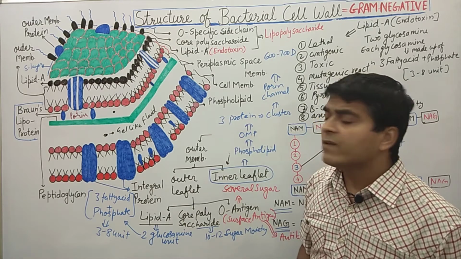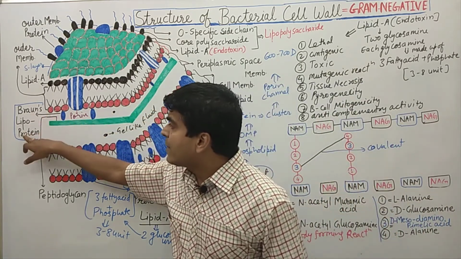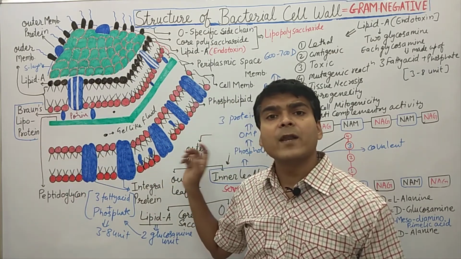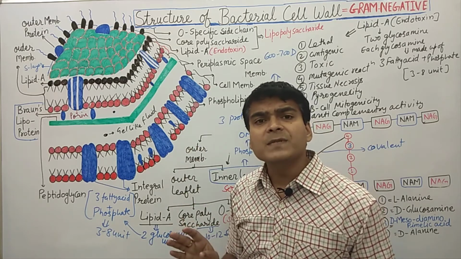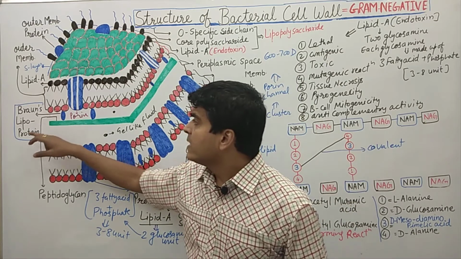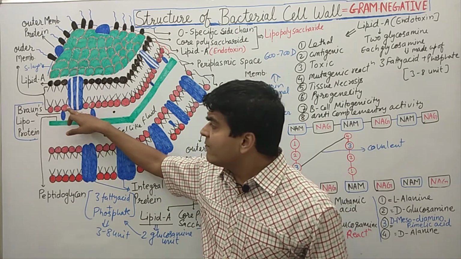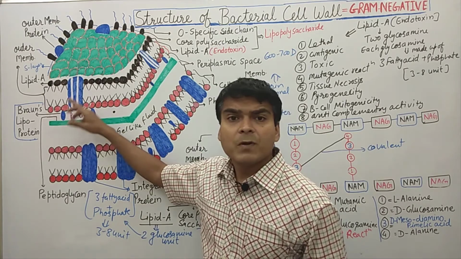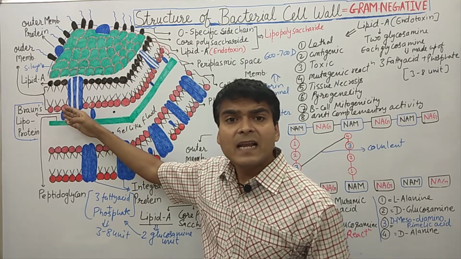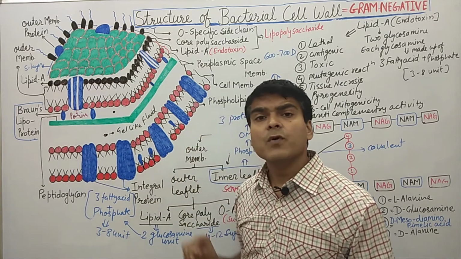One important point we find in the outer leaflet is what? Braun's lipoprotein. Braun's lipoprotein is also found in gram-negative bacteria, but not in all species, only a few species contain Braun's lipoproteins. Braun's lipoprotein is the connection, or attachment, between the inner leaflet lipoproteins and the peptidoglycan.